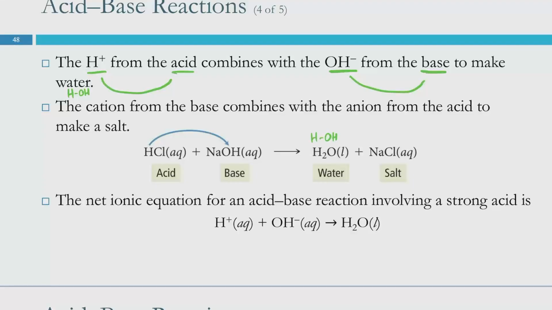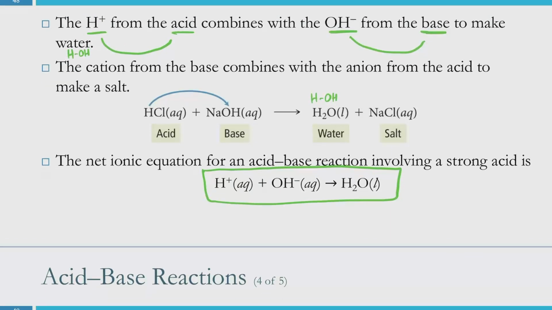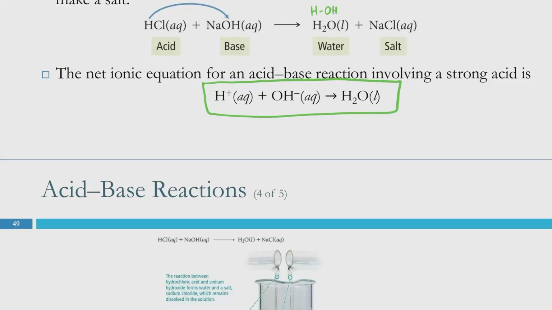Our net ionic equation for an acid-base reaction is pretty much always going to be H+ + OH- goes to H2O. Our net ionic equation, because the Na and the Cl were both spectator ions. They started off aqueous, and they ended up aqueous, so they didn't actually participate, and so when we get the net ionic equation, we toss those out. They would still show up in our complete ionic equation, but we don't need them for the net ionic equation.